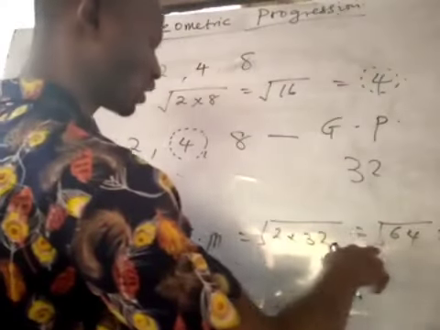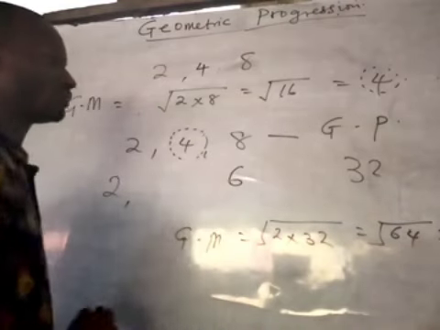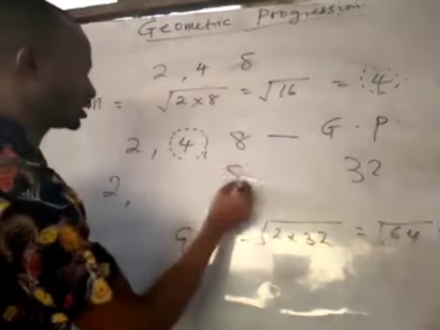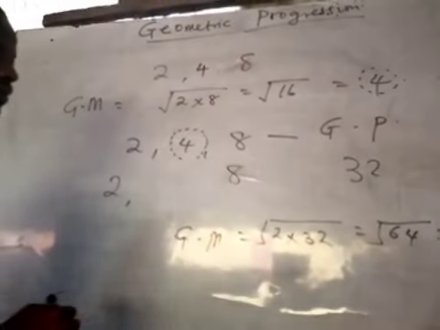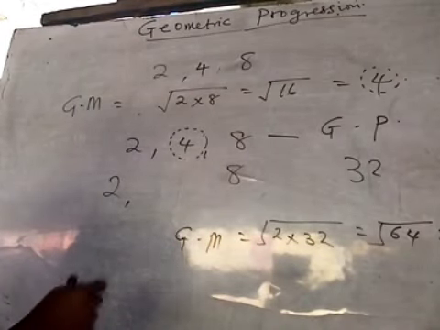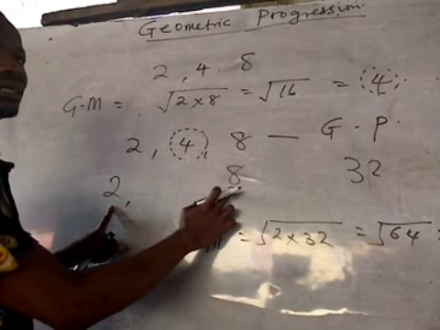So, if the square root of 64 will give us 8, we can put the 8 in between 2 and 32. You can put the 8 in between 2 and 32.